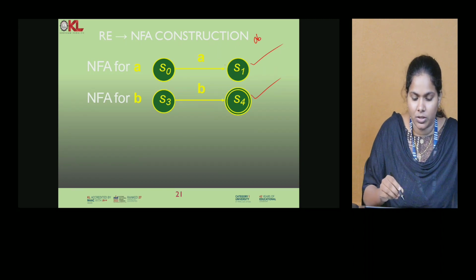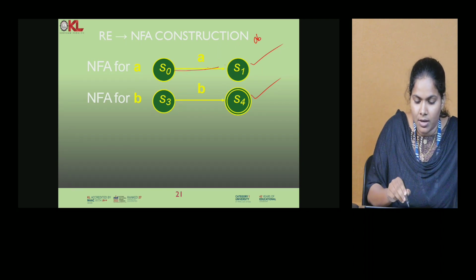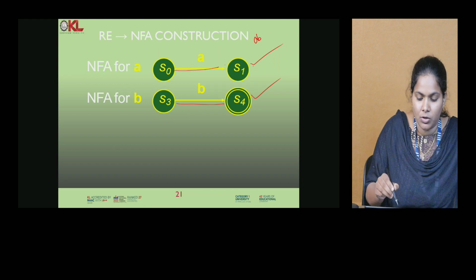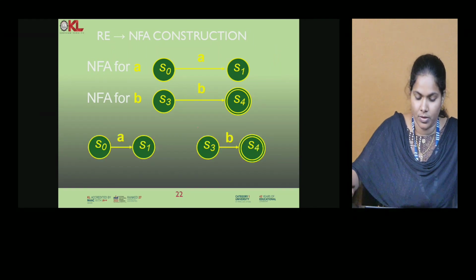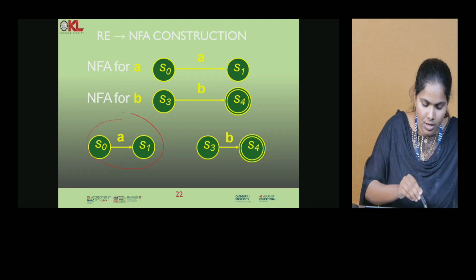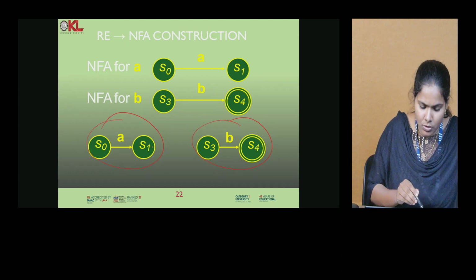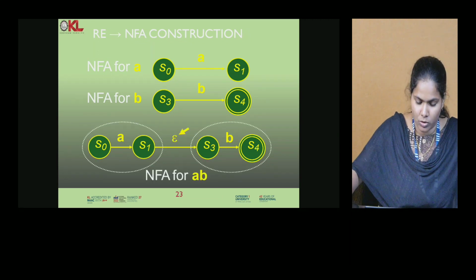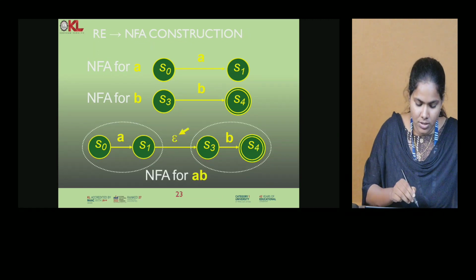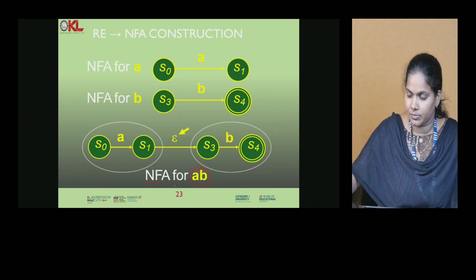First construct for A and then B, then we need to combine these two by using the epsilon move. Now this is A1, this is B1. We need to join these two by using an epsilon move. So this is the NFA for AB.